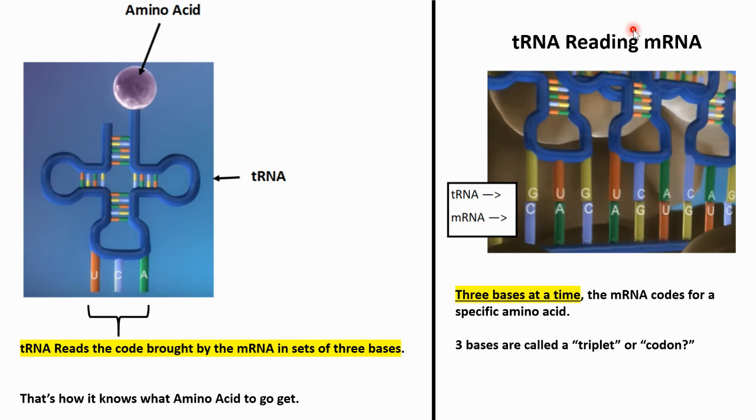So if you look at this picture now, you can see the tRNA reading the mRNA. So this is like a close-up inside the ribosome. The mRNA is at the bottom. It's got that code that it learned from DNA. And then the tRNA is reading that code, and through that translation, knows exactly which amino acid to bring.